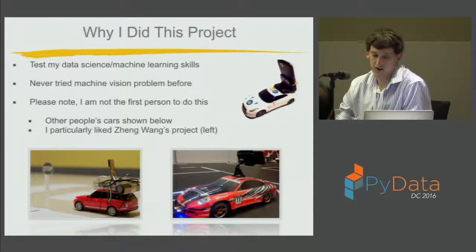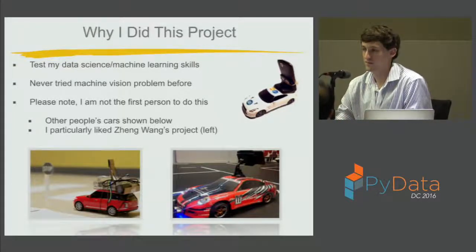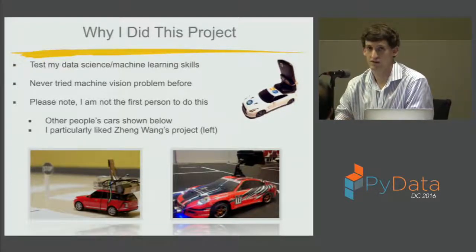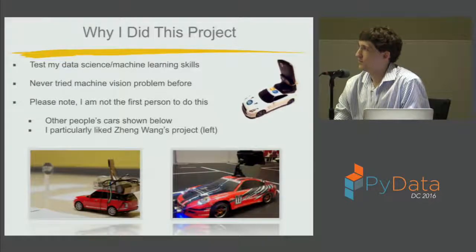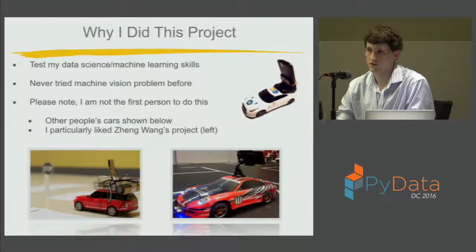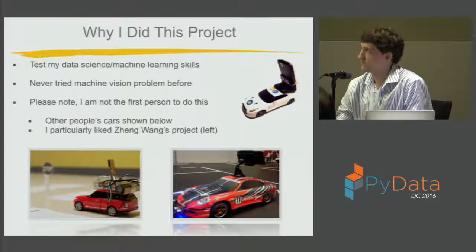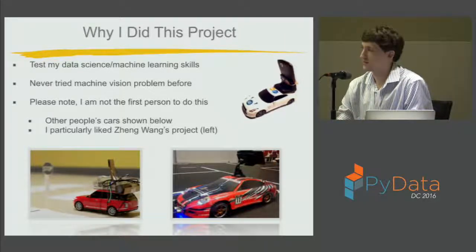So I had never actually done any kind of machine vision projects before. Most of my data science machine learning work has been with gradient boosting or decision trees or linear models, stuff like that. And I never actually used machine or deep learning, or in particular neural networks, which these days are very, very popular. And so I wanted to see how I could play around with that.